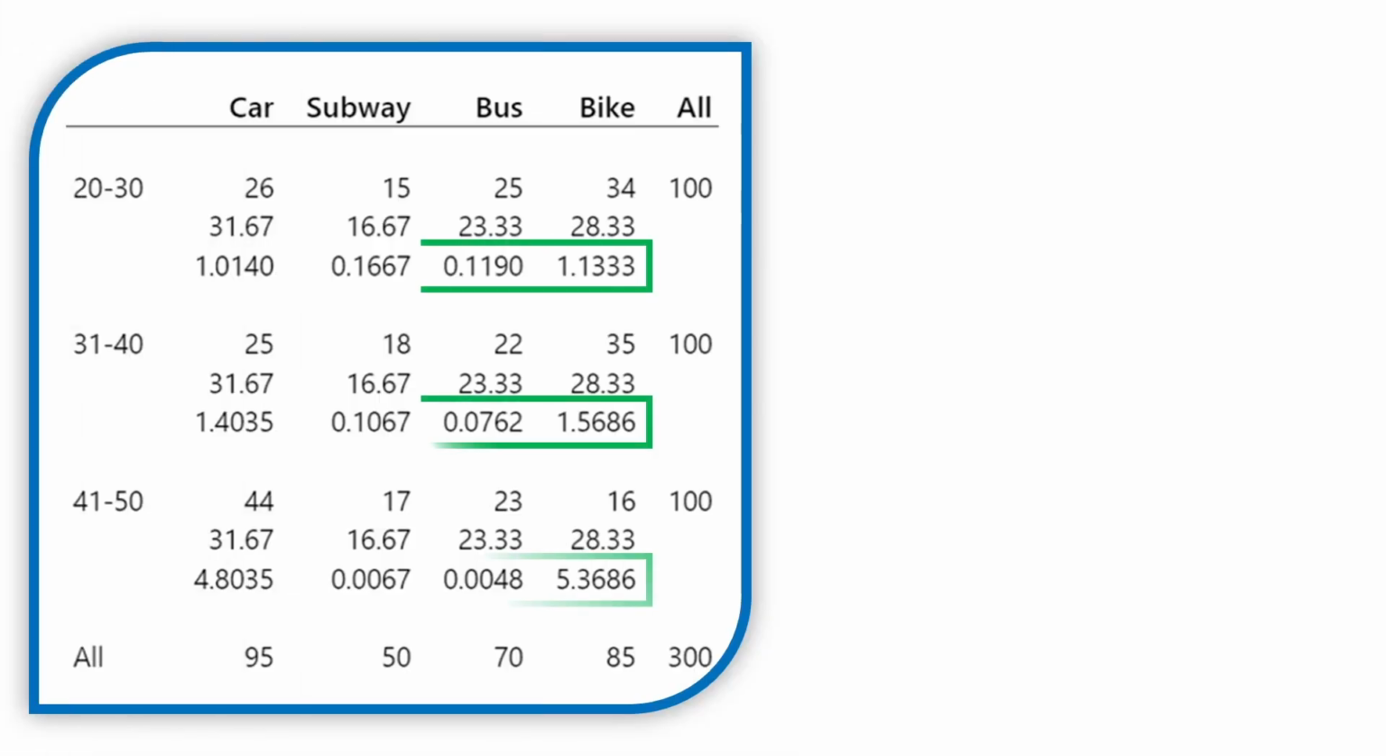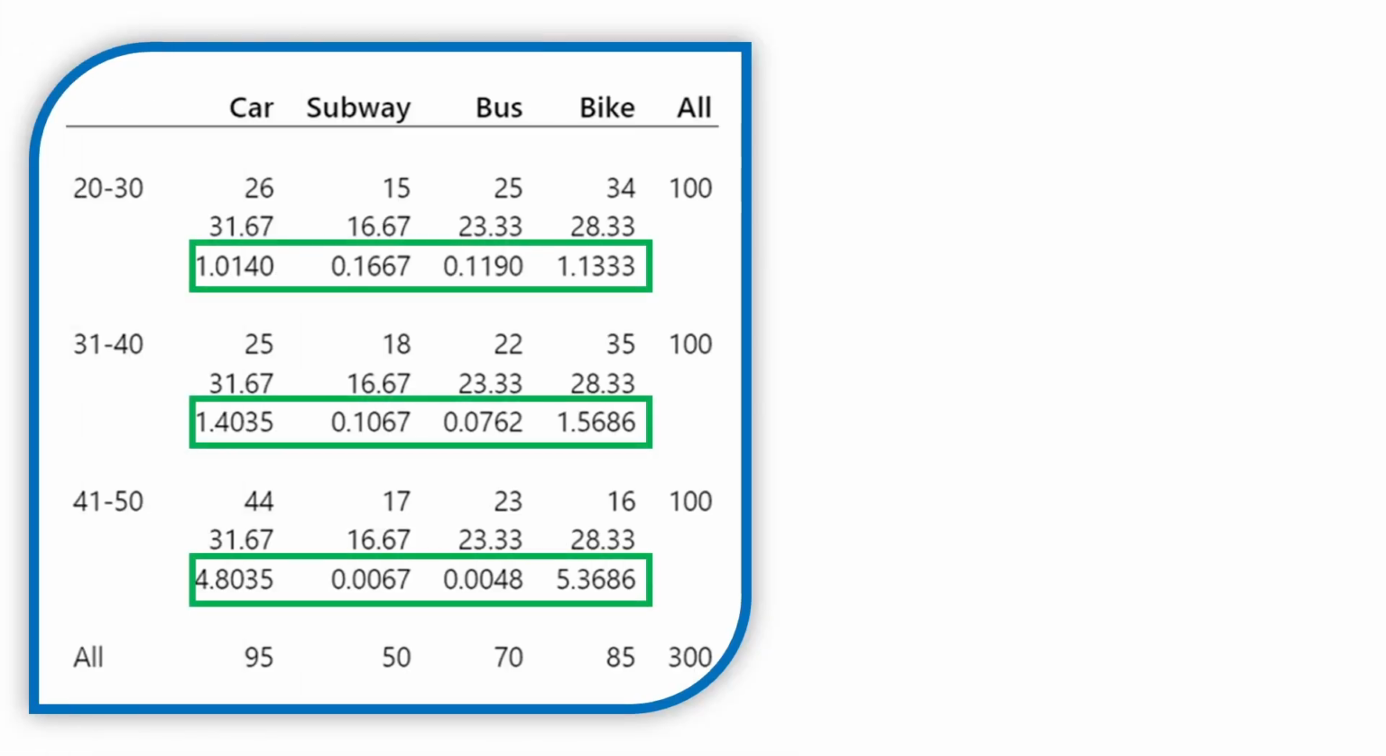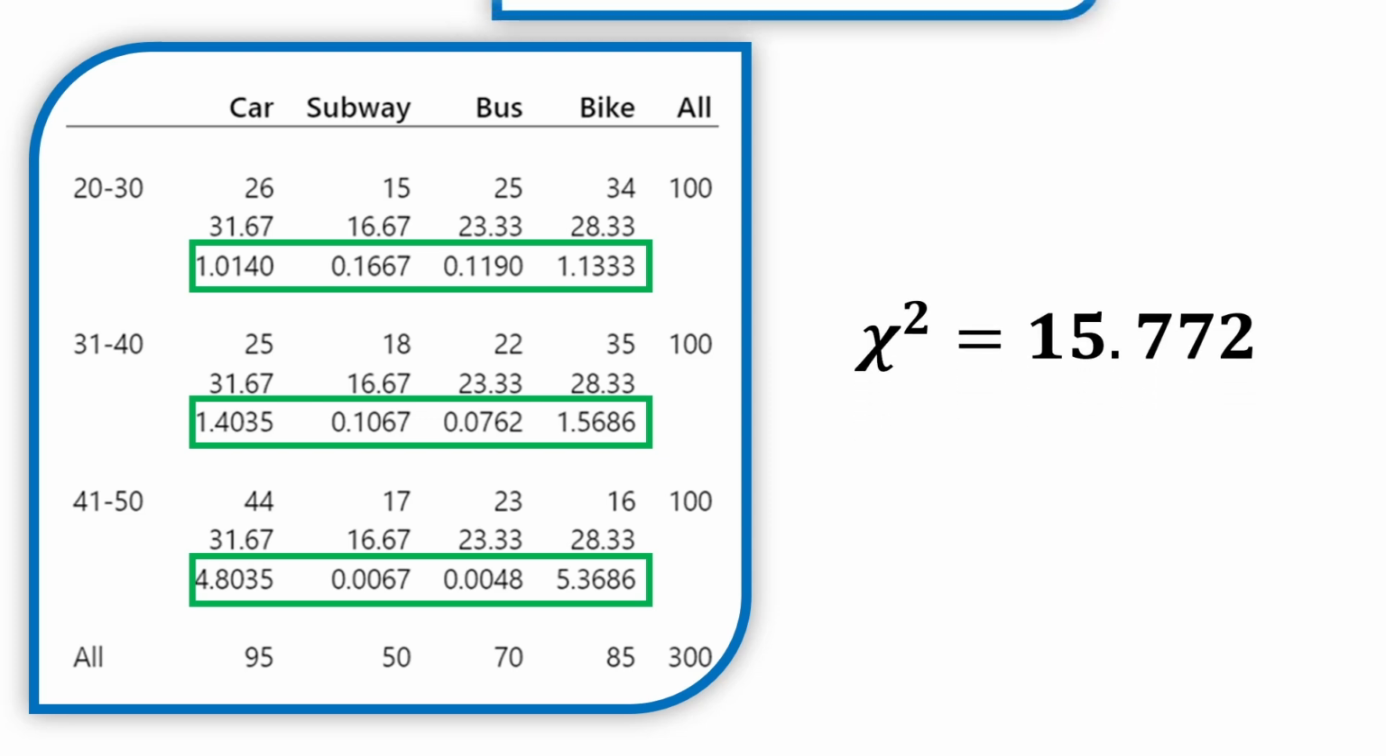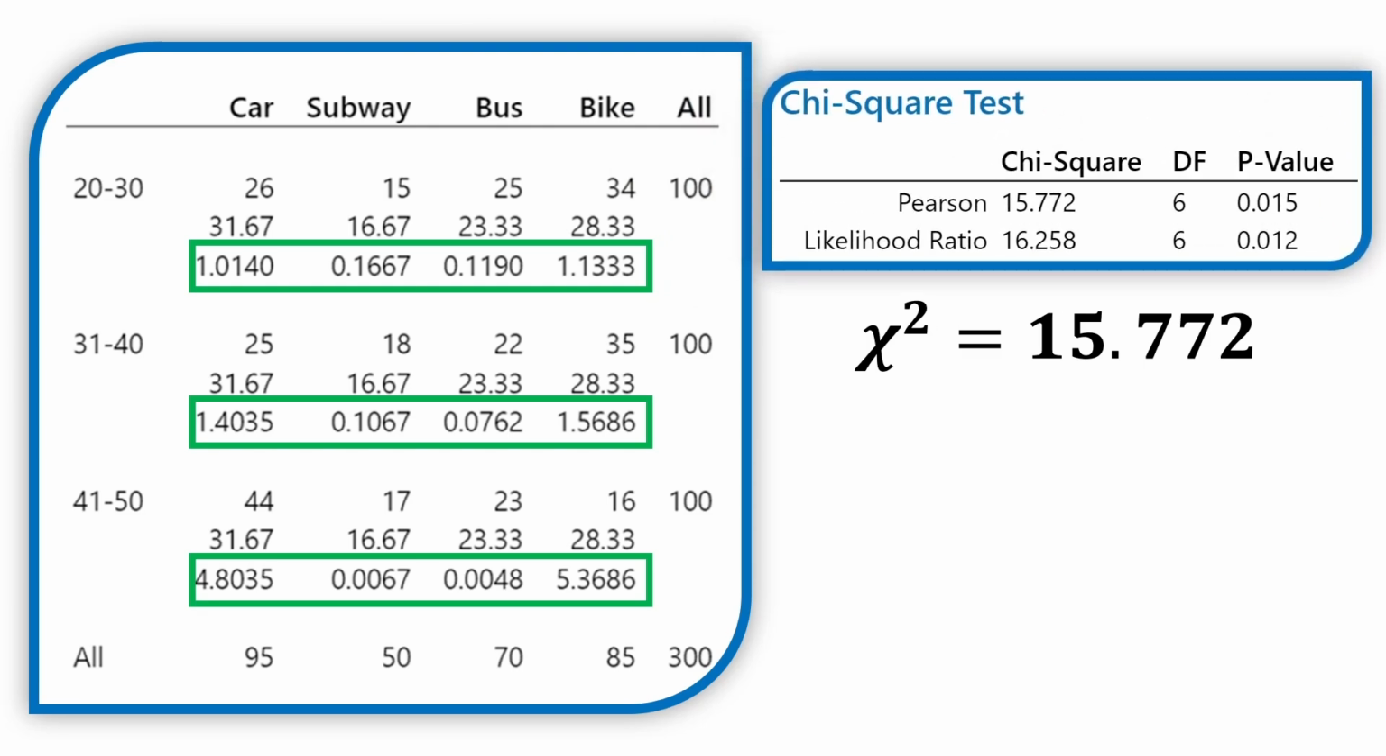So how do we do that? Again, we just have to add up all those numbers. It's a bit tedious, but not difficult. This is your chi-square test statistic. And if you look at the output from Minitab, you can see the same test statistic.